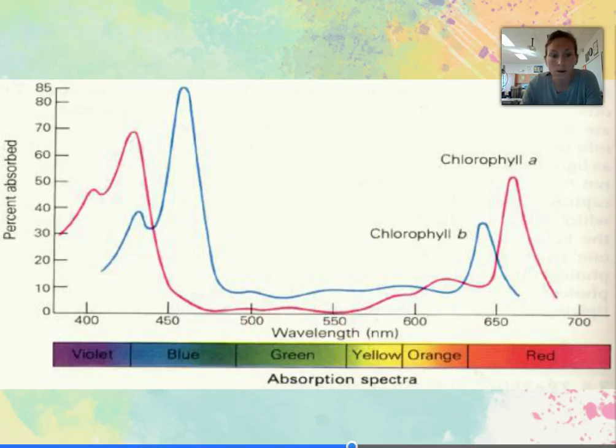Now, where can these types of pigments not absorb very well? This yellow-green region, and especially the green. And that's why plants actually look green, because they reflect green light. They can't absorb green light.